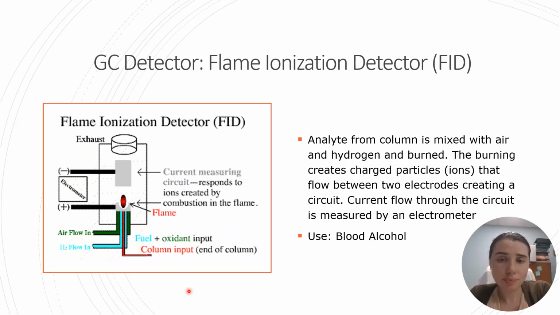So the analyte coming from your column is mixed with air and hydrogen and burned. This burning creates charged particles, or ions, that will flow between two electrodes, creating a circuit. The current flow through the circuit is measured by an electrometer. And this kind of detector is what we use to identify and measure toxic alcohols in blood samples.